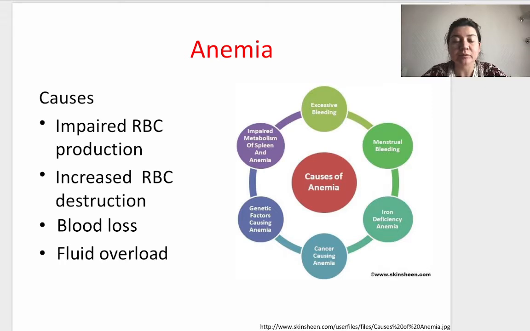And here in the scheme you see the main causes. These are just ways, groups of disorders, and the most frequent causes are in the scheme. It is excessive bleeding, menstrual bleeding, iron deficiency anemia, cancer causing anemia, genetic factors causing anemia, and impaired metabolism of spleen and anemia. It is not all, but these are the main causes of it.